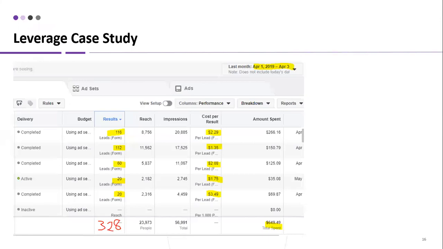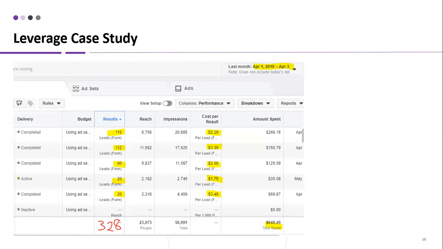So you'll notice this is the month of April. And in the month of April, if you look at the column labeled results, for that month, he generated 328 leads. And then if you look at the column amount spent, for the month, he spent $649 in ads. So for his $650 that he spent, he generated 328 leads. If you do the math, that's just under $2 per lead. Again, when you put that in comparison with people generating leads at $600, $700, $800 because they're spending their time, it just doesn't compare.